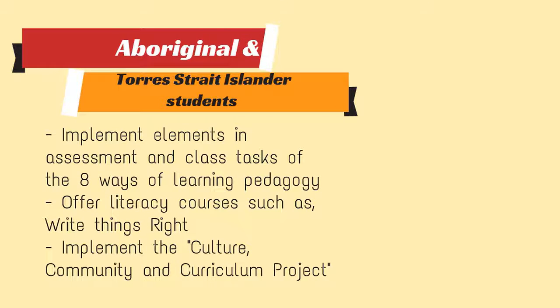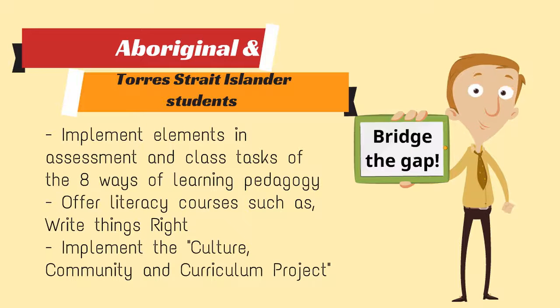For our Aboriginal and Torres Strait Islander students, our motto and aim is to bridge the gap between Indigenous and non-Indigenous students. We aim to do so by providing literacy courses such as Write Things Right, and we have also implemented elements in our assessments and class activities of the 8 Ways of Learning pedagogy, which involves Aboriginal learning techniques and perspectives. We've also introduced the Culture, Community and Curriculum project into our school, which will be focused on in our English Year 10 Term 2 unit of belonging.